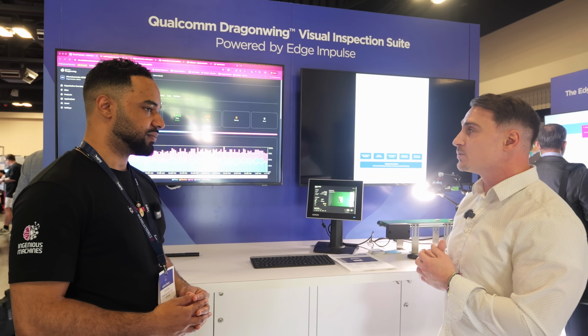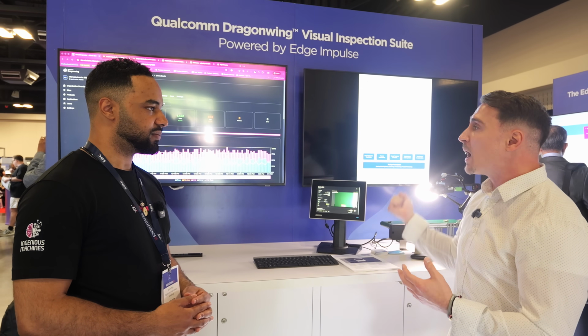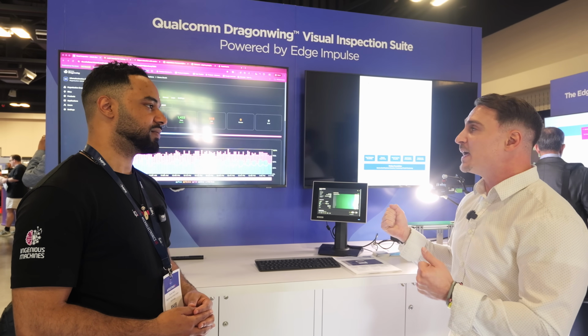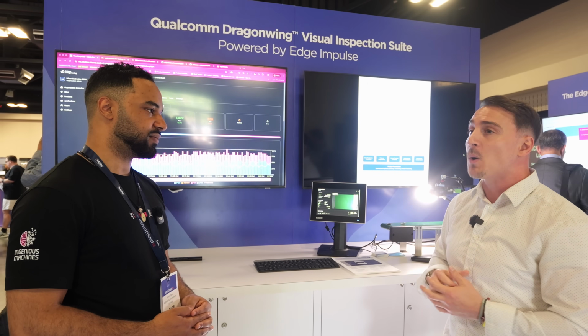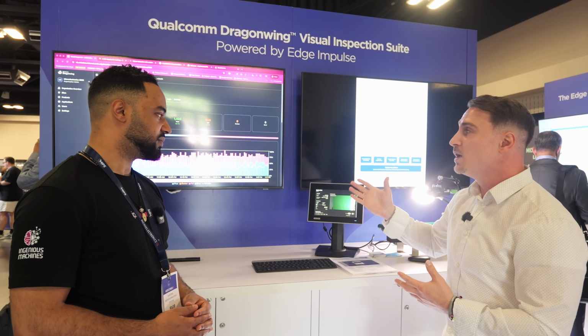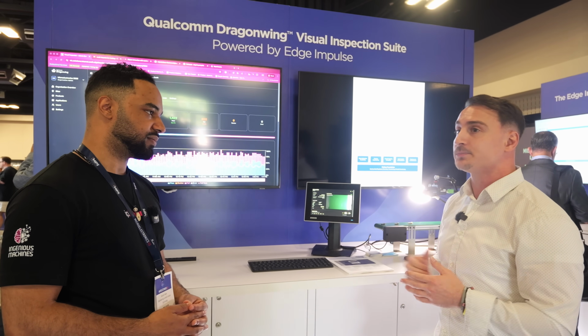But we decided to start with visual inspection because we had a lot of customers that we're talking to that really felt like there was a gap in the market. They were trying to get some solutions off the ground or build models on the Edge Impulse platform, but they didn't have the proper tooling, or they had to go out and build the proper tooling themselves to be able to have a full system in place for these types of use cases.